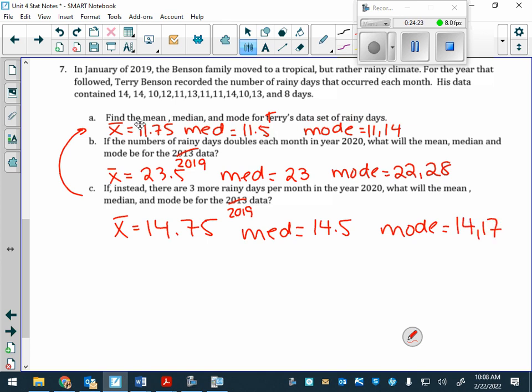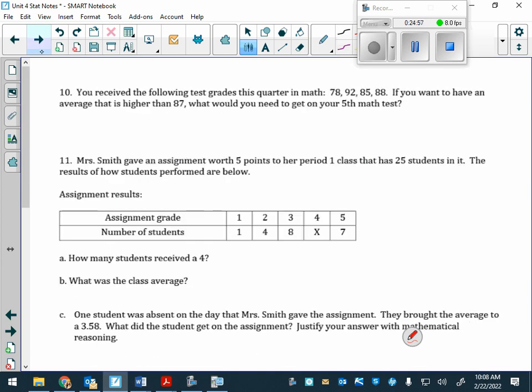Okay. So if all of these data numbers, this data set was to double, mean, median, and mode would also double. If we add 3 more rainy days to each that were recorded, the mean, median, and mode would also increase by 3. Okay? So if everything changes, the mean, median, and mode also changes. Okay? We're going to see eventually that if one of those scores change, what will be affected. Okay? If you turn to number 10, the reason we're skipping around is so we could wrap up and you guys can look at your midterms.